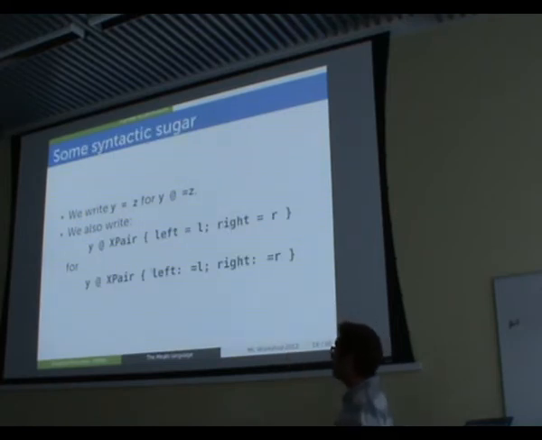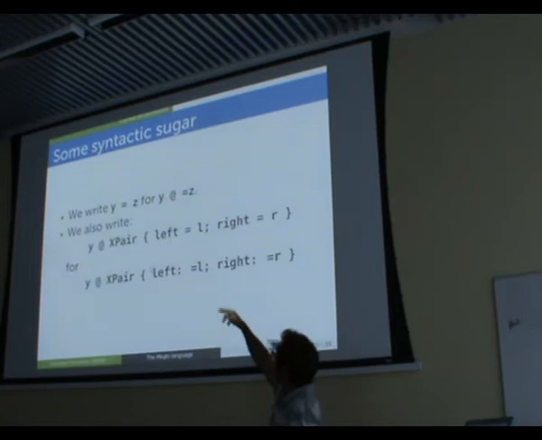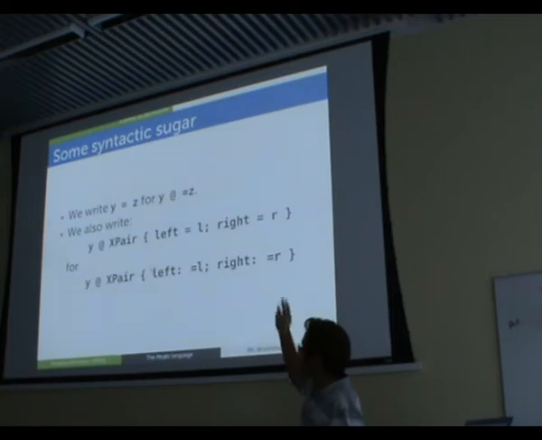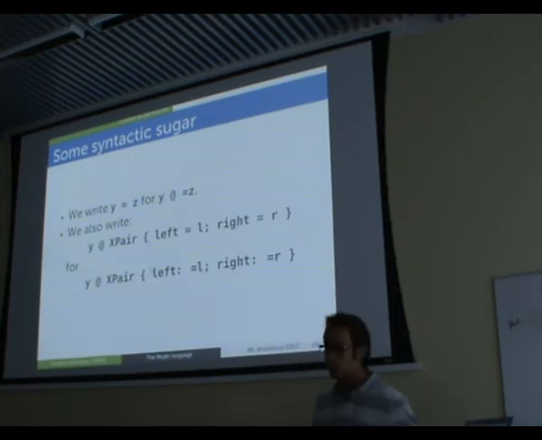So that allows us to use some syntactic sugar. For instance, we write Y at x squared left equals L instead of left colon equals L. And instead of saying Y at equals Z, we say Y equals Z.